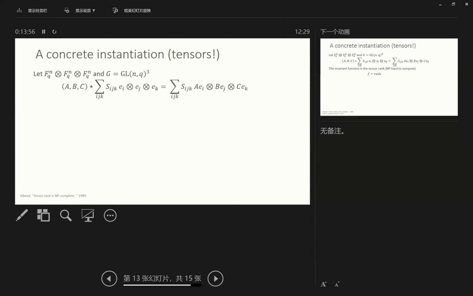Okay, we talked about action with canonical elements, but we are missing the instantiation with tensors. Okay, we have our set given by three-dimensional tensors over F, and there is a natural action of GL given by this equation. It is not needed to understand what is happening here.